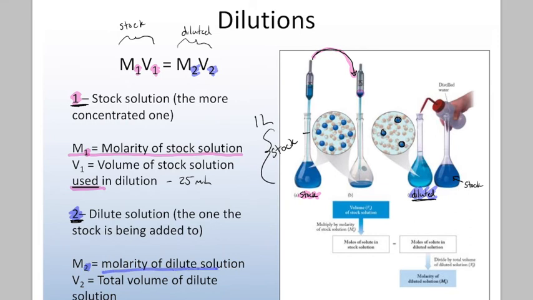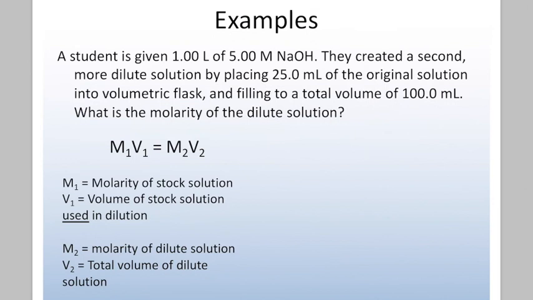M2 is the molarity of that diluted solution, and this is what we're going to be trying to find, right? We want to know what the molarity of that diluted solution is. And V2 is going to be the total volume that we used. So M1, V1, and V2 are all going to be knowns in this equation, and then we're going to have to plug those values in and solve for the molarity of the diluted solution. All right, so let's do a practice problem real quick.